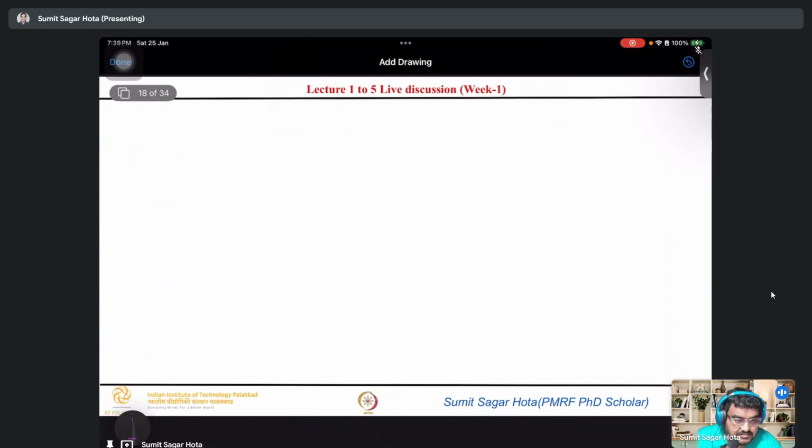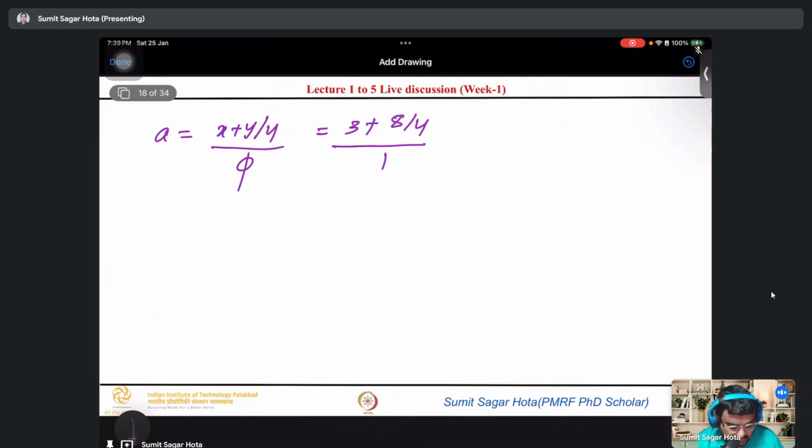Now if it is not in stoichiometric, then the formula for A reduces to A is equal to X plus Y by 4 divided by phi. But here, 3 plus 8 by 4 divided by 1 is equal to 5. Okay, A equal to 5, right?